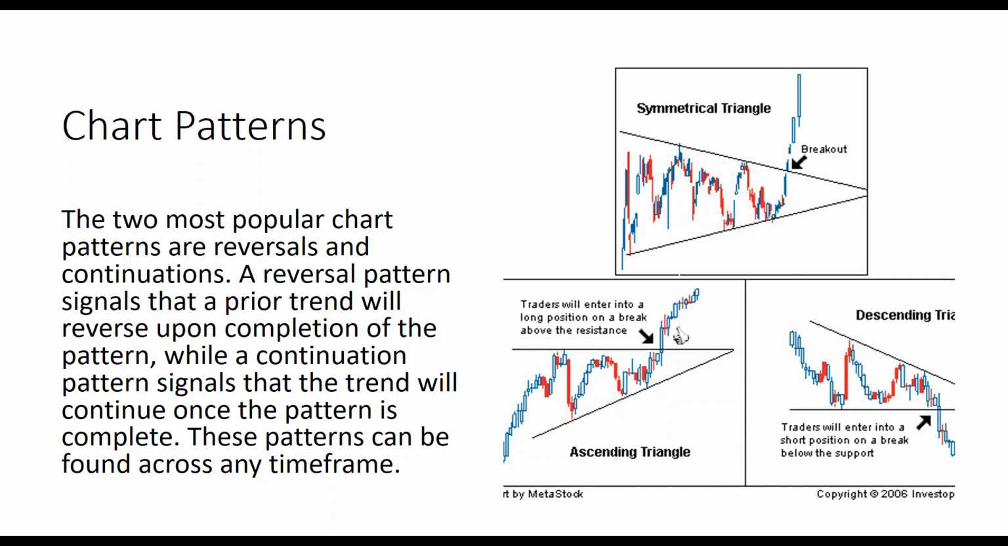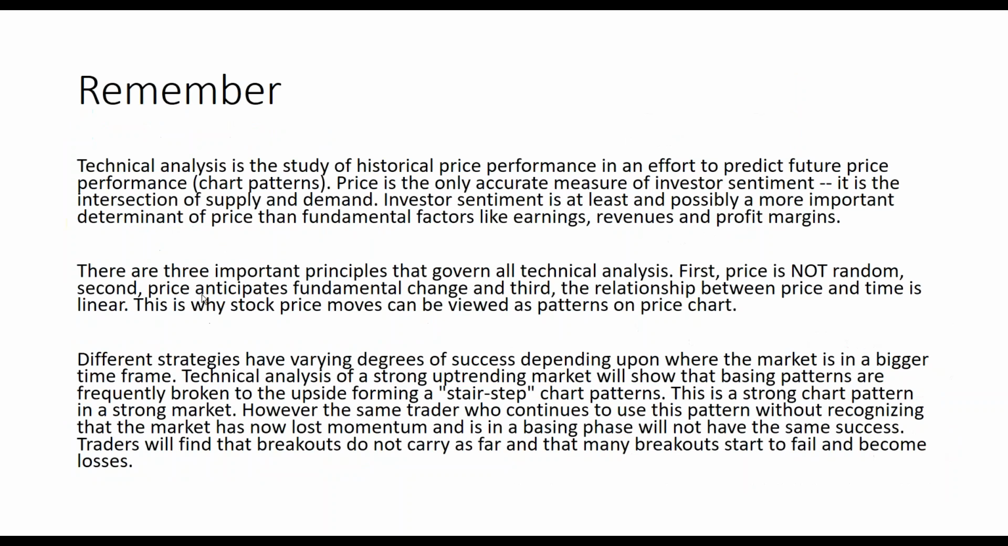Two of the most popular chart patterns are reversals and continuations. A reversal pattern signals that a prior trend will reverse upon completion of the pattern, while a continuation pattern signals that the trend will continue once the pattern is completed. These patterns can be found across any time frame. Like we see in an ascending triangle, as price moves into that triangle, we're expected to break out and continue into that trend. The descending triangle, just the opposite.